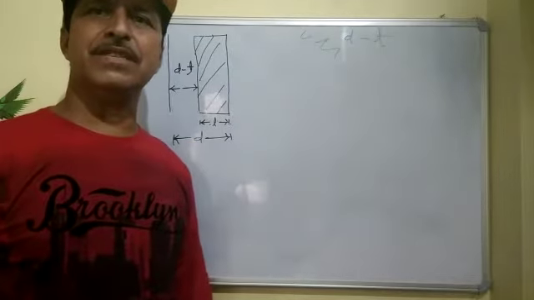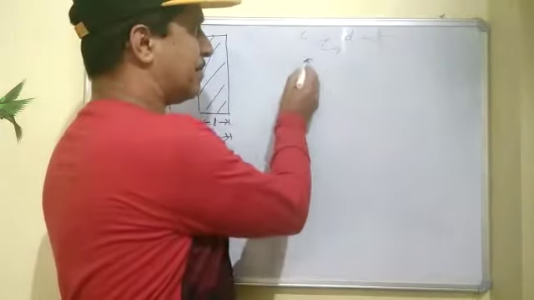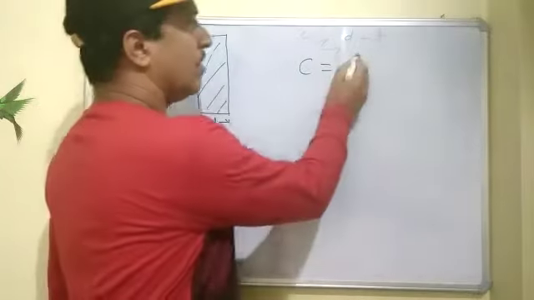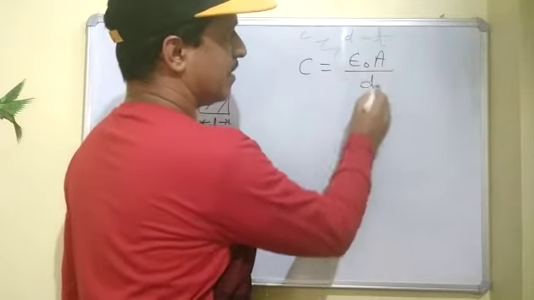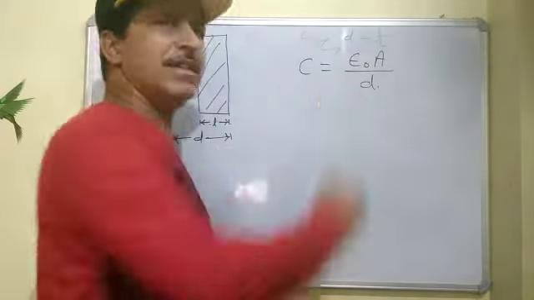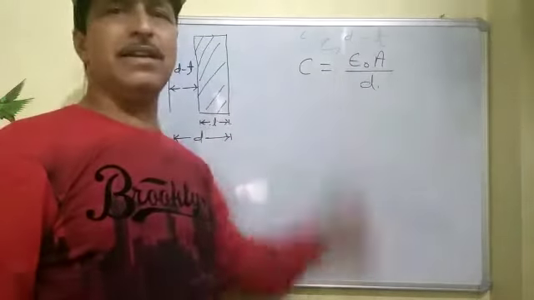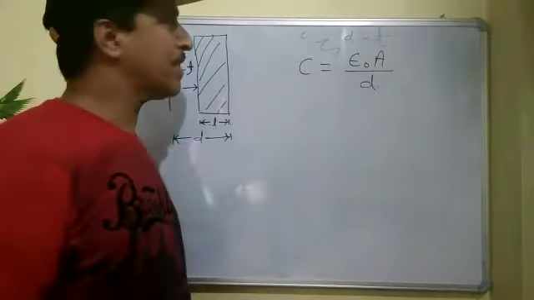On the previous day I told you the capacity of a parallel plate capacitor, when there is no medium between its plates, is given by C equal to epsilon 0 A upon D, where A is the area of each plate and D is the separation between them.